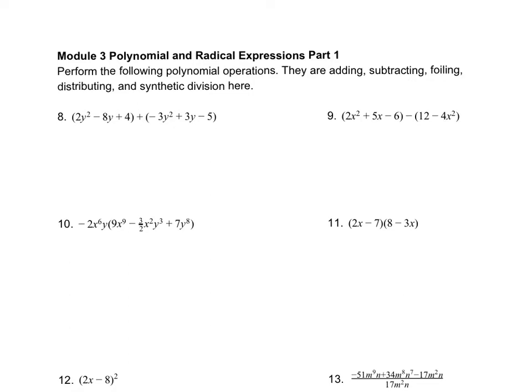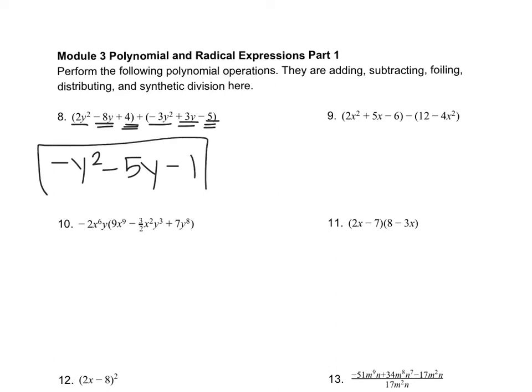When you're adding polynomials, we're going to combine like terms. So my 2y squared has a like term of negative 3y squared. So 2y squared plus negative 3y squared is going to give us negative y squared. Then negative 8y plus 3y is going to give us negative 5y. And lastly, 4 plus negative 5 is going to give us negative 1. And this is going to be our final answer.